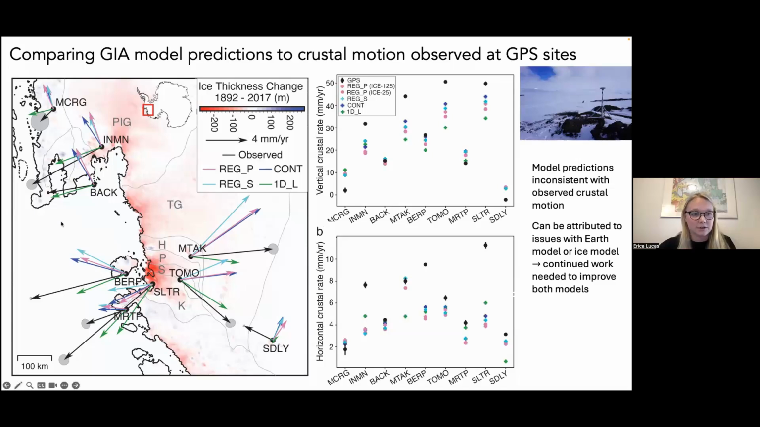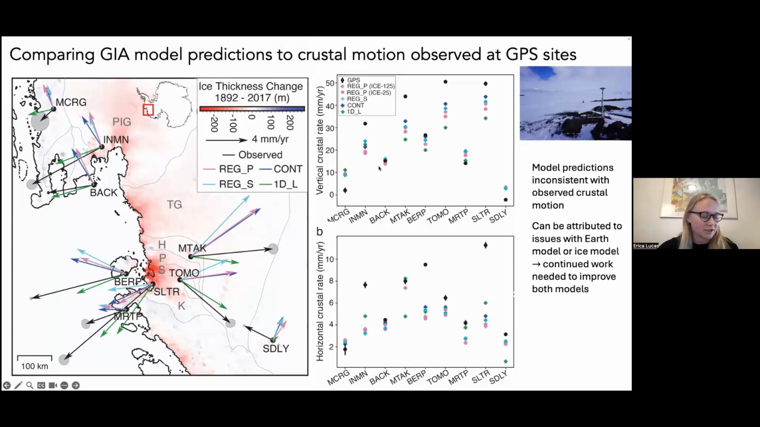And so here's horizontal crustal motions. The observed are plotted in black, and then horizontal crustal motion predictions from our various Earth models are shown in the different colors. And then here I'm showing the magnitude of vertical crustal motion rates for simulations with the various Earth models in different colors, and then the observed vertical crustal motion rates in black, and again for our horizontal crustal motion rates. So in general, the model predictions are inconsistent with observed crustal motion, and this is a common problem in GIA modeling at the moment.